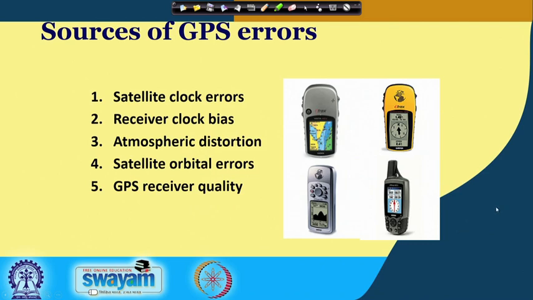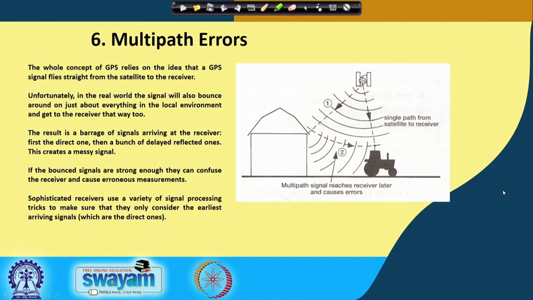Obviously, although GPS is a very handy tool, there are some possibilities of errors all the time. There are 5 types of error. Satellite clock errors are there, receiver clock bias is there, then atmospheric distortion is there, satellite orbital errors are there, and GPS receiver quality is also there. So, multipath error is another type of error.